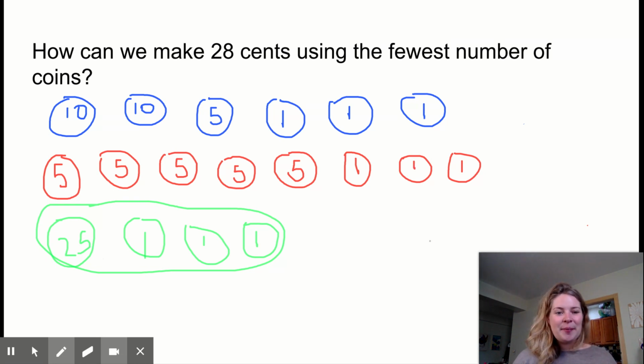Practice at home. Pick a different number between 1 and 100 and try to make that amount of money with the fewest amount of coins. I bet you can get really creative with this. And parents, this is a really fun game to play at home with your children as they're learning how to count coins.